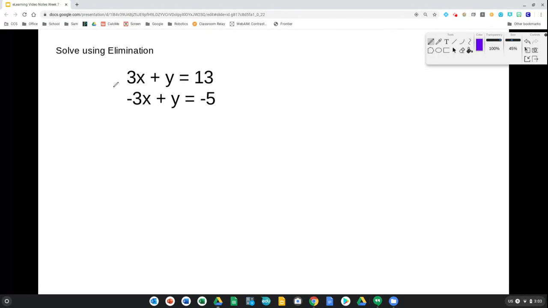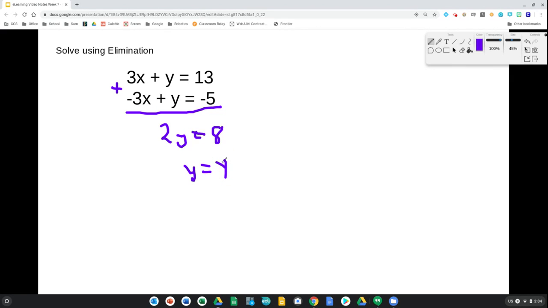3x and negative 3x, if we were to add them together, would give us 0. And so we're going to combine these together, and the x's will eliminate. So we're going to take y plus y, which would be what? Okay, y plus y is 2y. And then we're going to take 13 plus negative 5. And when you take 13 plus negative 5, what do you get? Okay, we end up with 8. And so our equation now is just 2y equals 8. So what's our answer for y? Okay, we get 4. Divide both sides by 2.